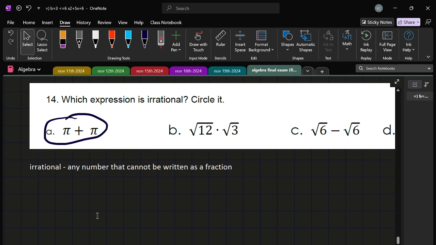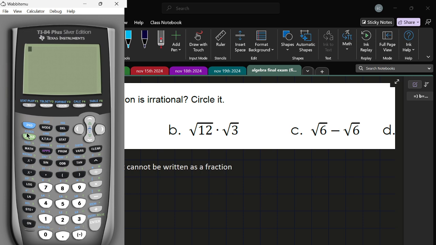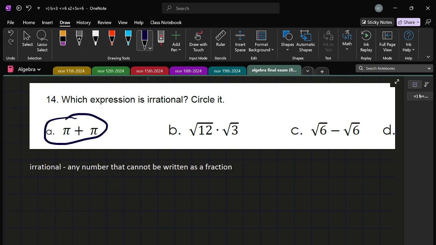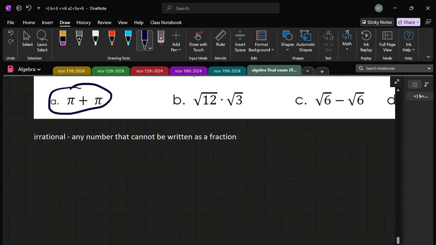The square root of 12 times the square root of 3 would give us square root of 12 times the square root of 3 gives us 6. 6 can be written as a fraction. This is rational. Square root of 6 minus the square root of 6 will very clearly give us 0. Same thing as saying a minus a is equal to 0. So this is rational. And 1/2 plus 3 over 5 are two fractions being added together. So clearly those can be written as fractions, and those are rational.